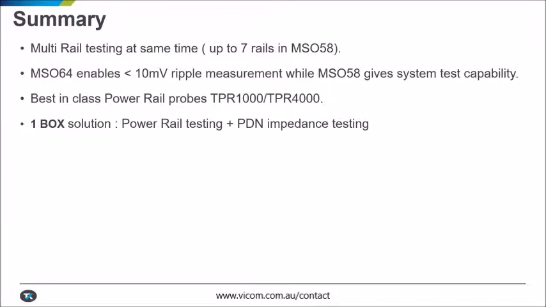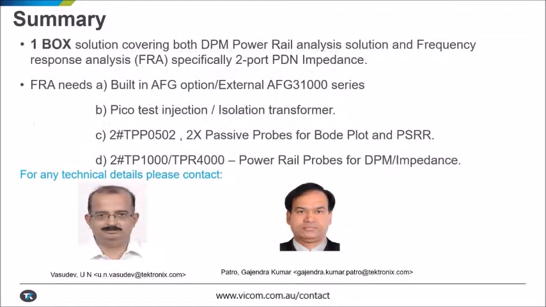That is up to 7 in case of MSO58. If you want very low ripple frequency, the MSO64 is a good fit. But add to that the one box solution capability for not only traditional power rail testing but also the 2-port impedance measurement.